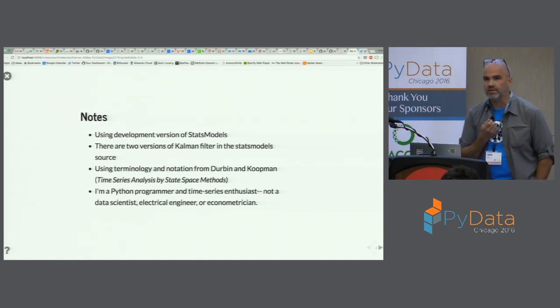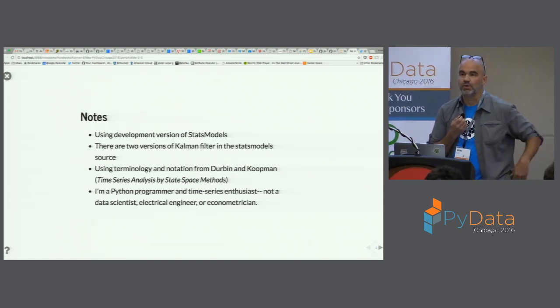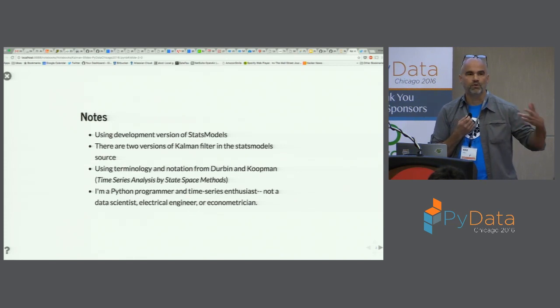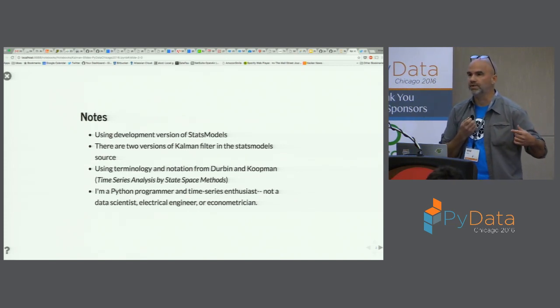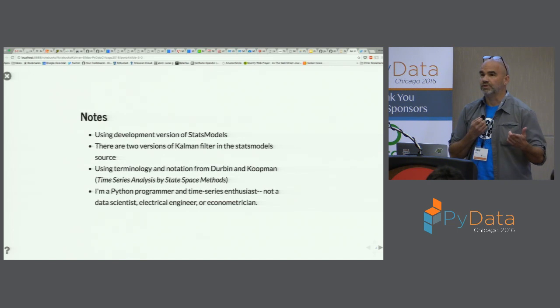If you look at the development version of the statsmodels source, you'll actually see there are 2 versions of Kalman filters. One is an older version, which I think is in the actual current release version, which is used for parameter estimation on what are called autoregressive models.